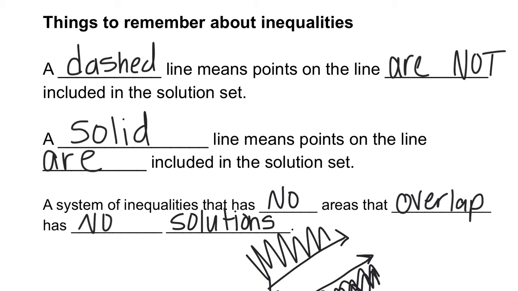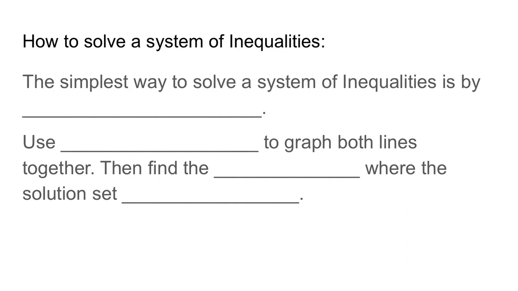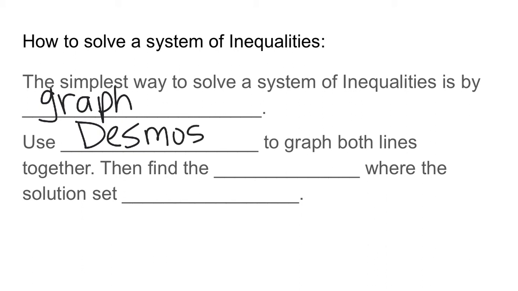All right. So here's how we solve a system. Simplest way is to just graph it. And I'm not going to ask you to graph them by hand. We'll use Desmos because why not? Biggest thing to be careful with is making sure you type it in correctly. Use the right sign. Make sure that you type everything in the way that it's written. But use Desmos to graph both lines together. Then find the points where the solution sets overlap.